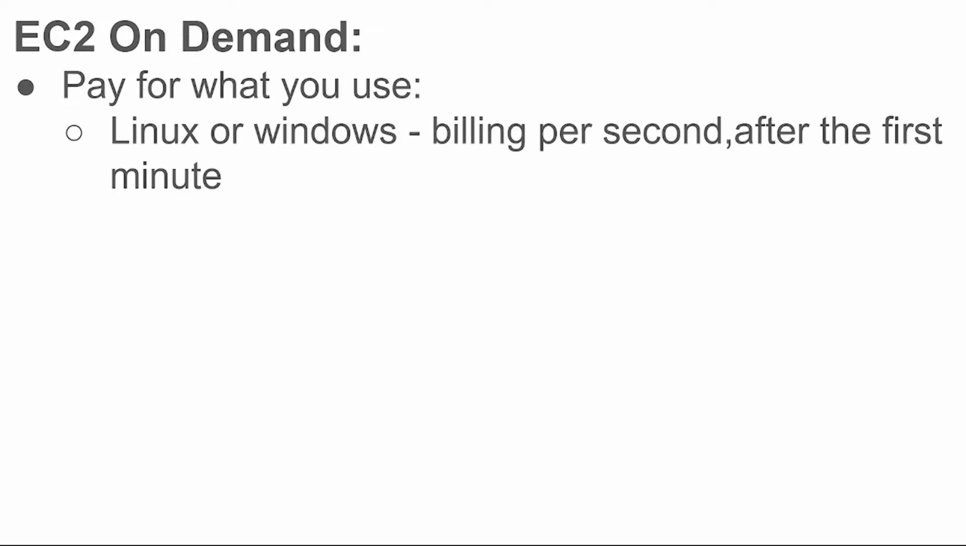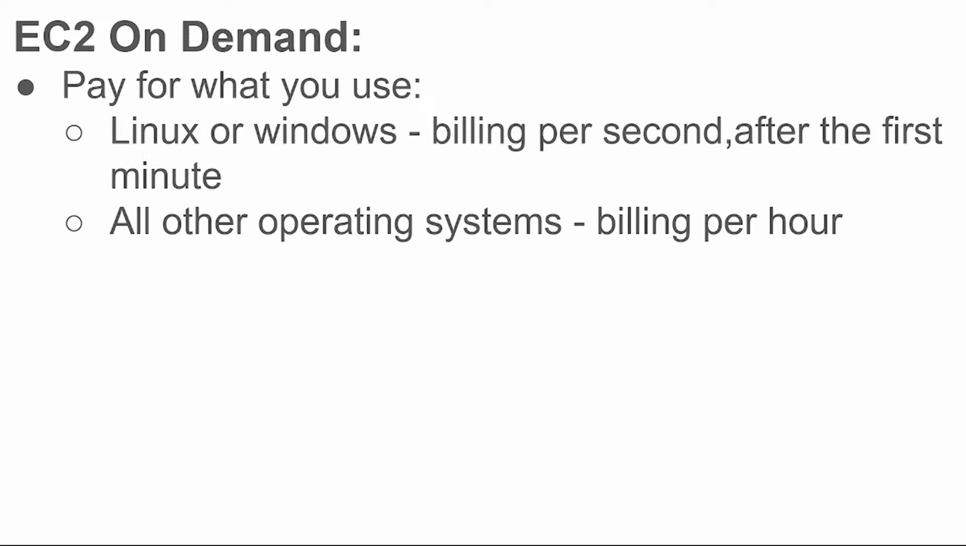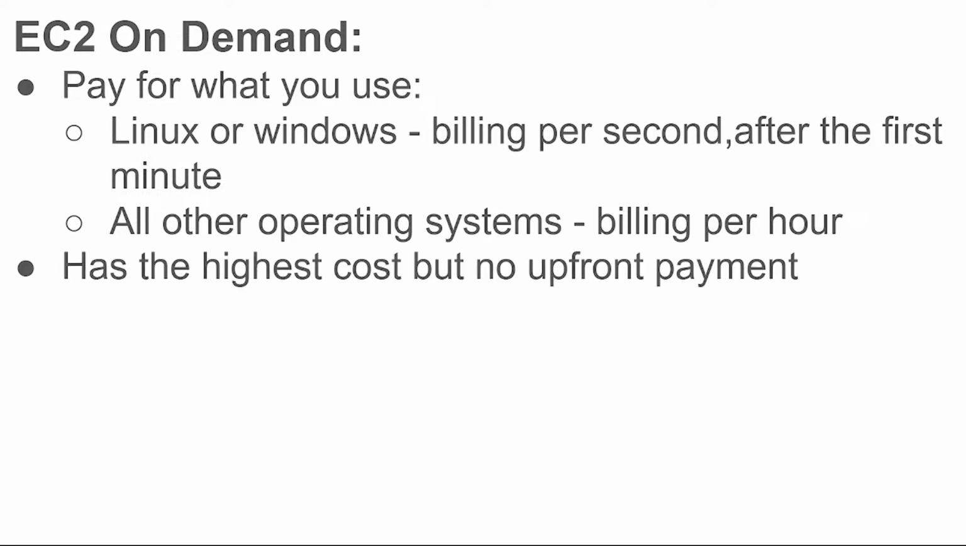Next, let's see them one by one. So first is EC2 on demand. Pay for what you use. You are paying for whatever you are using. Suppose you are using Linux or Windows, so billing will be per second after the first minute. For any other OS, billing will be per hour. Next, it has the highest cost, but it has no upfront payment. You will only be paying for your usage. You don't have to prepay anything. You will get a bill and you will have to pay for what you have used.